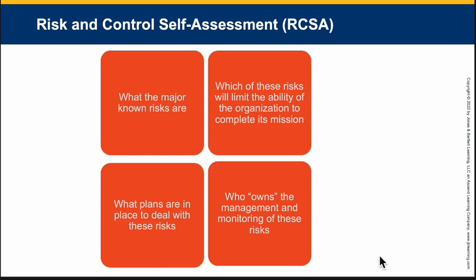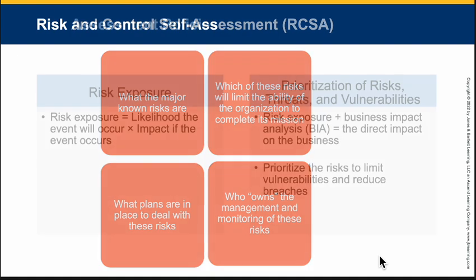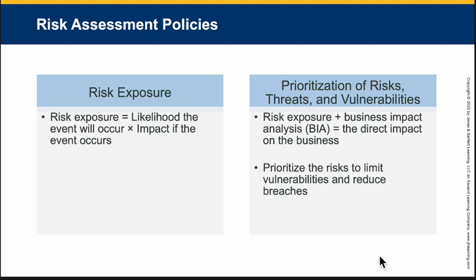Some calculation for risk assessment policy: risk exposure, prioritization of risk, threats and vulnerability. So risk exposure is equal to the likelihood of the event occurring times the impact of the event. So we have risk exposure plus business impact, BIA, is equal to direct impact, and prioritize the least risk to limit vulnerability.